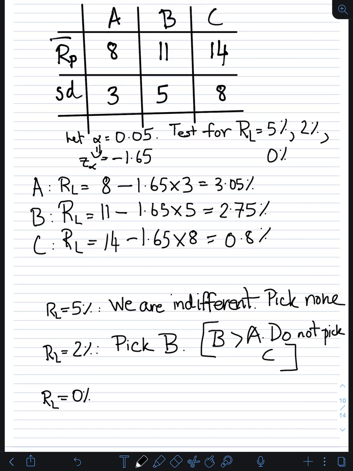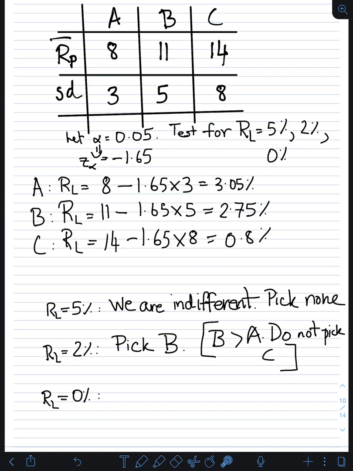All right. And now for the third one, if we're considering a 0% cutoff, so you say we do not want to have negative returns. We want to restrict the probability of negative returns to be less than 5%. So our cutoff is now 0%. We again look at our three calculated lower bounds. We have 3.05, 2.75, 0.8. This time all three of them are valid choices. A, B, and C are all above 0%.